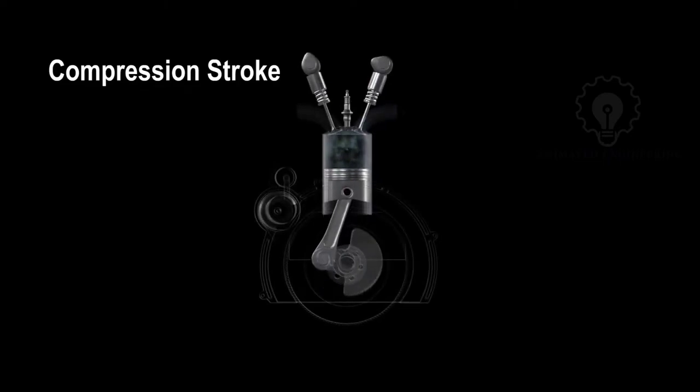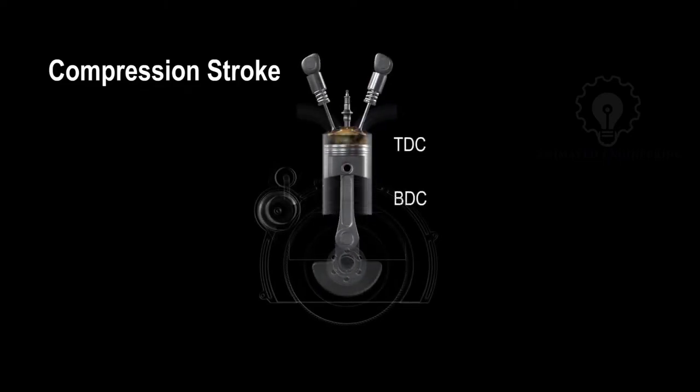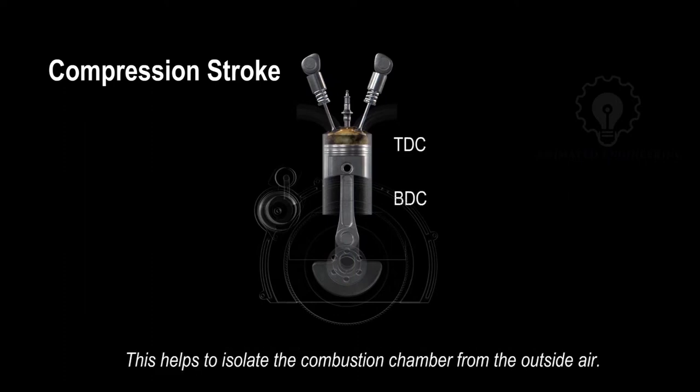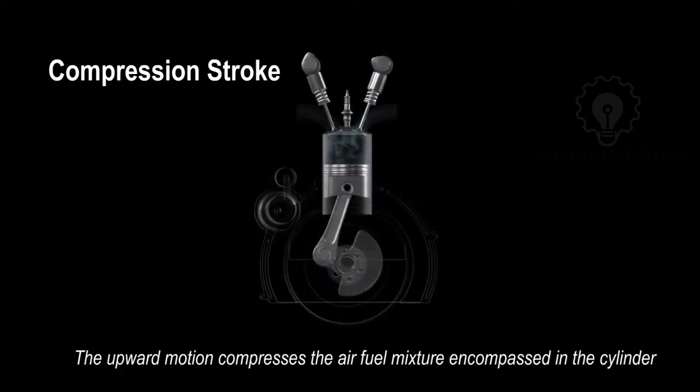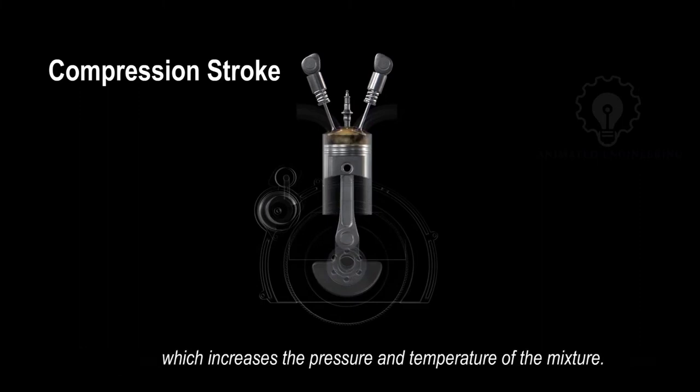Compression stroke. In the compression stroke, the piston moves upwards, from bottom dead center to top dead center. Both the intake and exhaust valves are closed. This helps to isolate the combustion chamber from the outside air. The upward motion of the piston compresses the air-fuel mixture enclosed in the cylinder, which increases the pressure and temperature of the mixture.